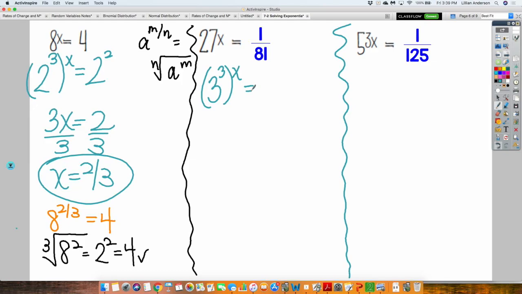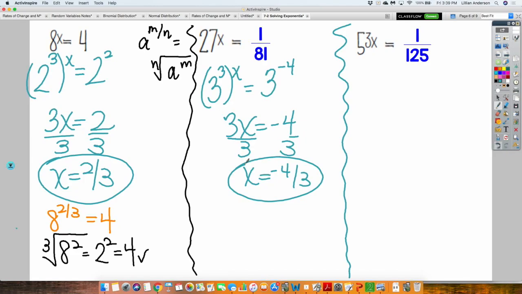And then what about 81? 3 to what power gives me 81? It's 4, but then to make it so that it's not a fraction anymore, you make it negative. That's step 1. Step 2, exponents equal to each other. Solve. x is equal to negative 4/3.